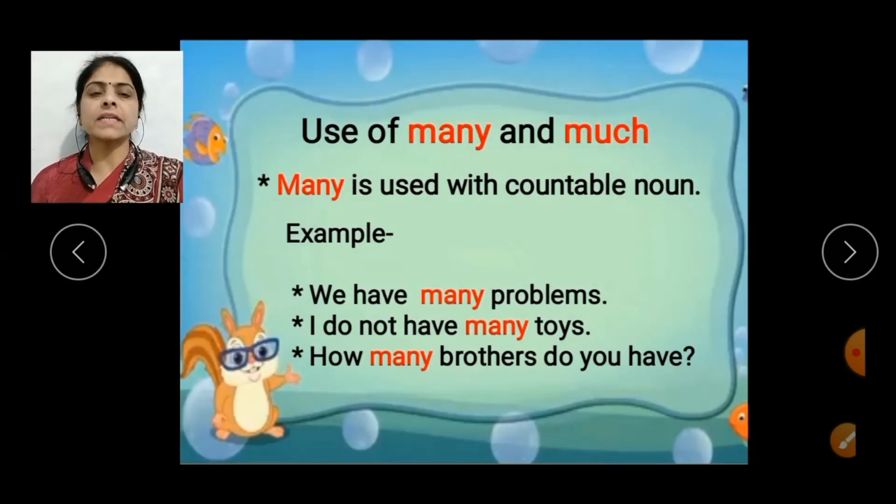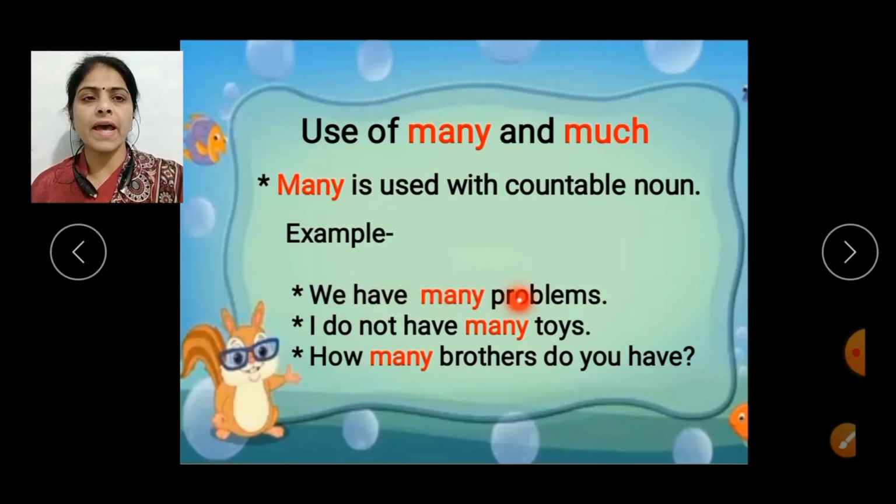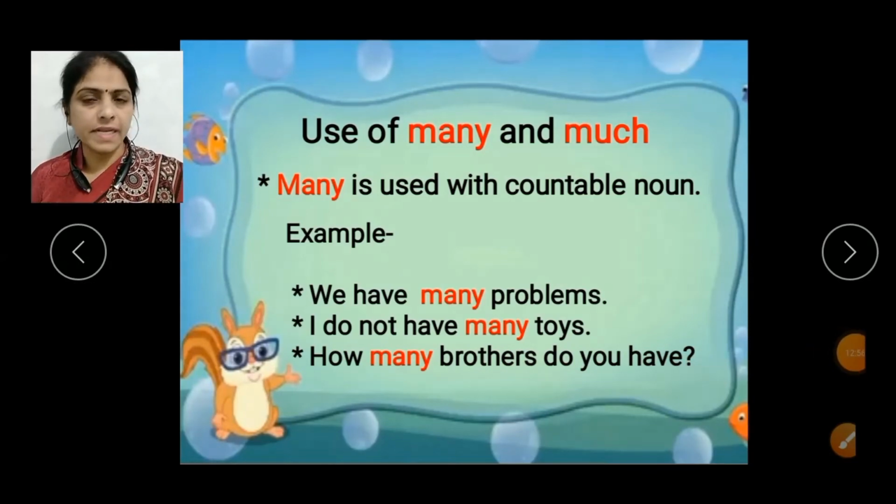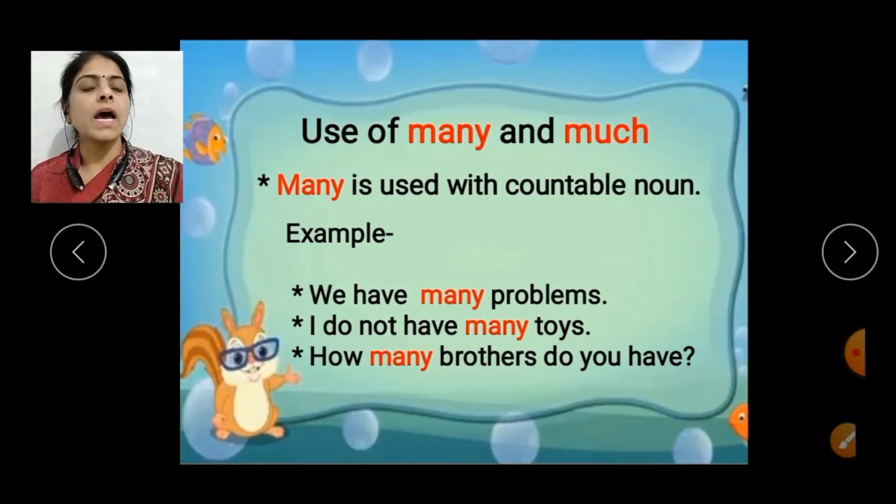Here we will see the use of many and much. Many is used with countable nouns. It is used to describe the large quantity of countable nouns. Let's have the examples. The first example is, we have many problems. Next, I do not have many toys. After that, how many brothers do you have? In these examples, problems, toys, and brothers are countable nouns. We can count problems, toys, and brothers. And to indicate the quantity of these countable nouns, many is used, which is a quantifier. Now let's have the use of much.